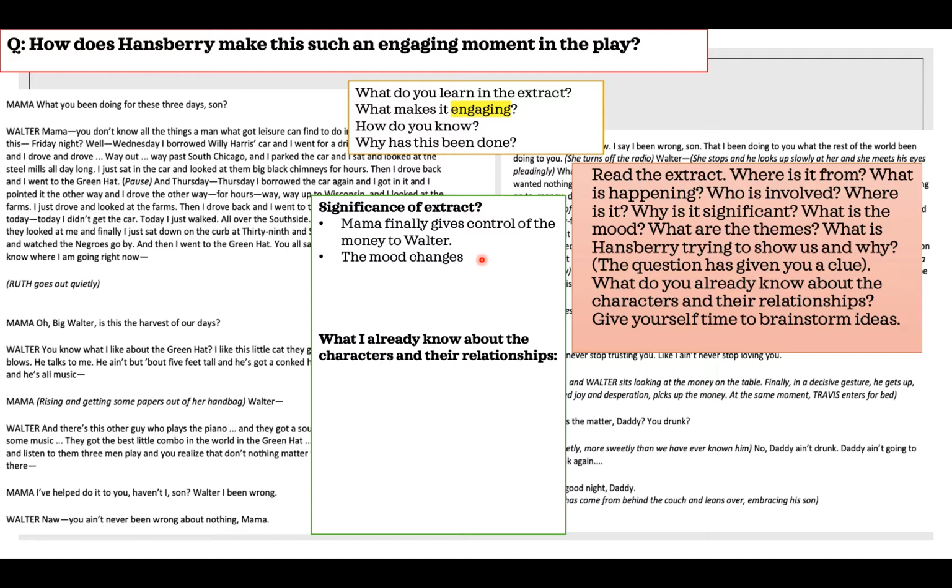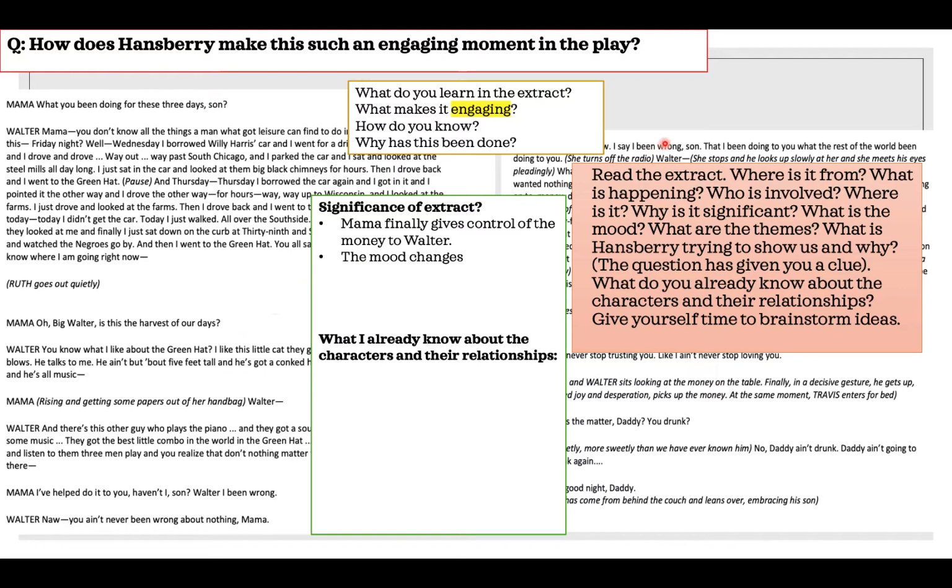What you also may have noticed once reading through this extract is that the mood does change, quite starkly as well. It's kind of split into two, where we have Walter, who is quite depressed and feeling quite sorry for himself, and Mama actually seems to be feeling quite guilty about it, and she's quite upset about her son and the way that he feels and the way that he's been behaving.